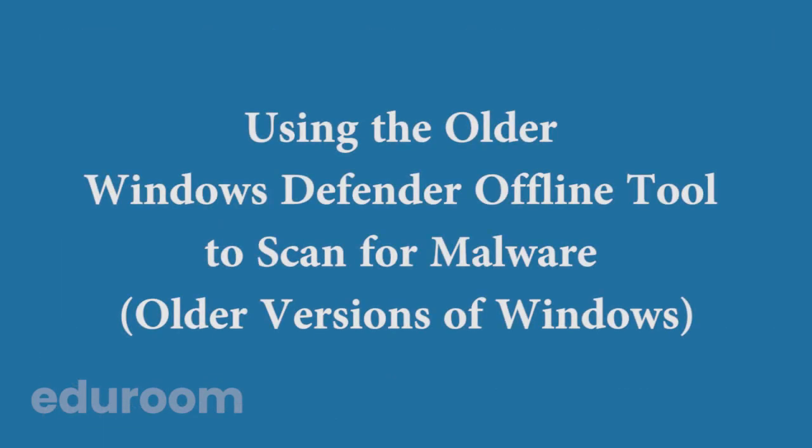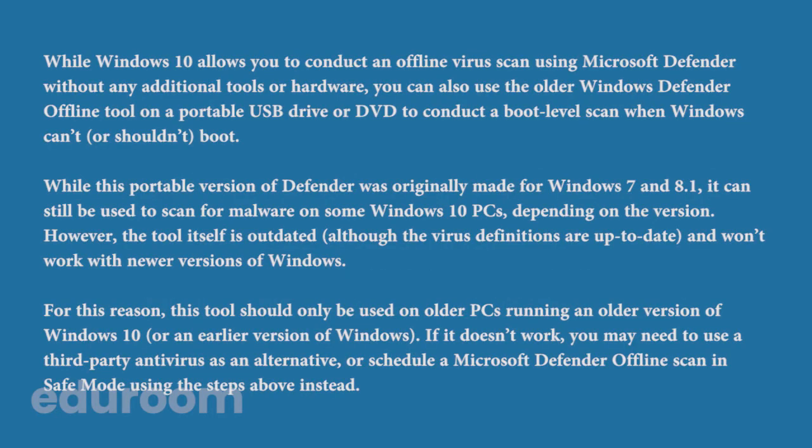Using the older Windows Defender offline tool to scan for malware on older versions of Windows. While Windows 10 allows you to conduct an offline virus scan using Microsoft Defender without any additional tools or hardware, you can also use the older Windows Defender offline tool on a portable USB drive or DVD to conduct a boot-level scan when Windows can't or shouldn't boot.